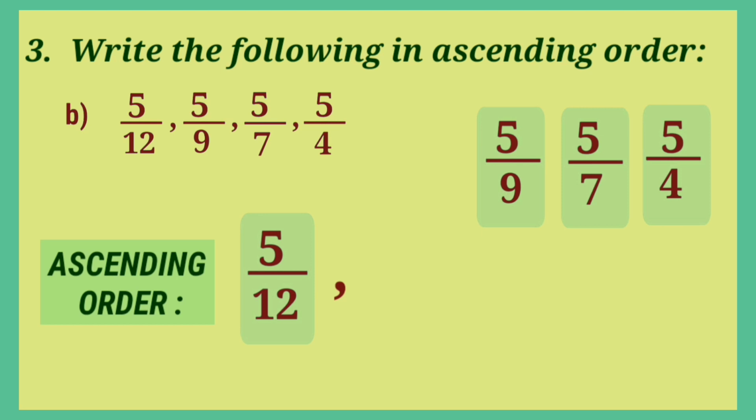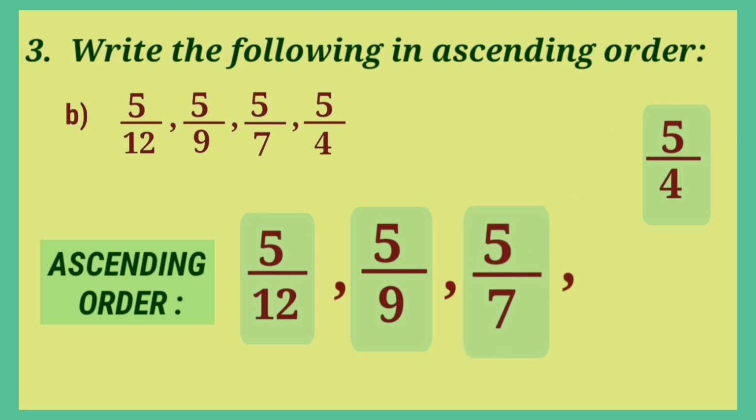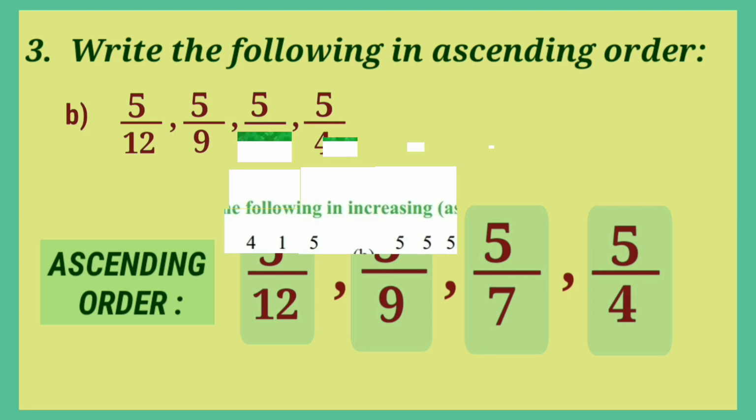Now, out of 9, 7 and 4, 9 is the largest denominator. So 5 over 9 is the smallest of these 3 fractions and we'll keep it at second place. Out of 7 and 4, 7 is the larger denominator. So we'll keep the fraction 5 over 7 at third place in ascending order. Now the last fraction left, 5 over 4, which is the largest fraction, we'll keep at last in the ascending order. And this way we have arranged all the fractions in ascending order.